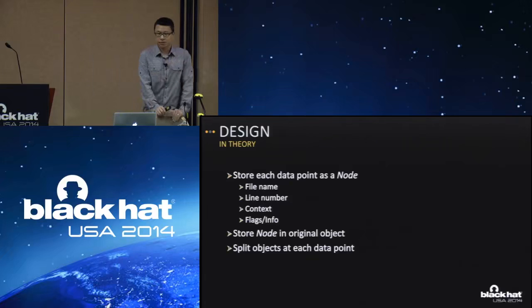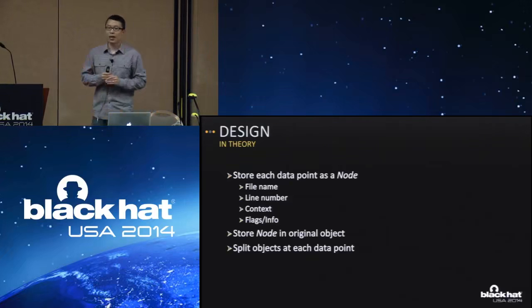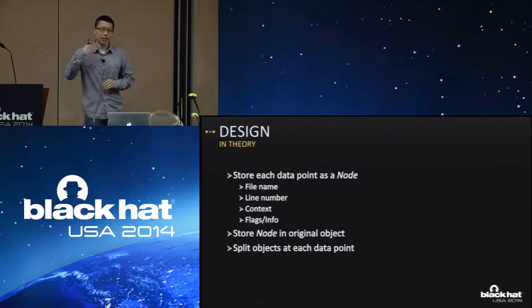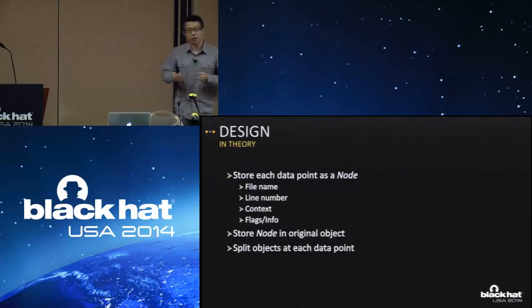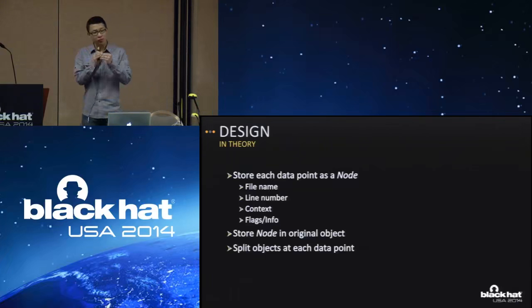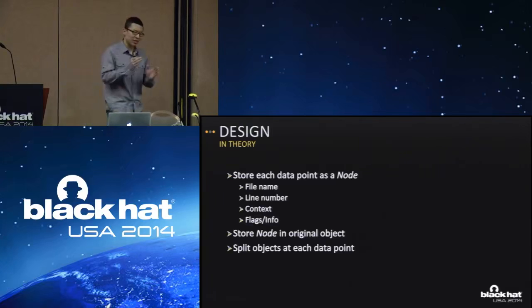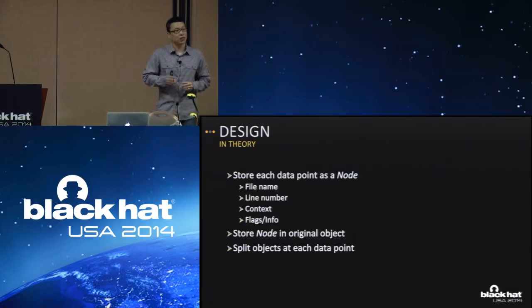We split objects at each data point. What we mean by that is that if you have a function call, say foo, and you pass a string s, instead of passing the actual string s, we create a copy of string s and pass that to the foo function. The reason we do that is that we want to decouple the data flows of different paths in the program so they are separate from each other. Otherwise, the data flows in different paths are going to mingle together and create false positives and false negatives.